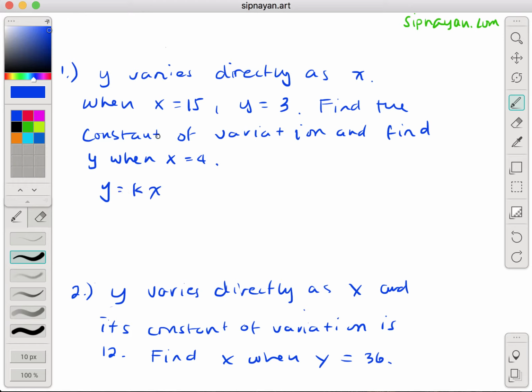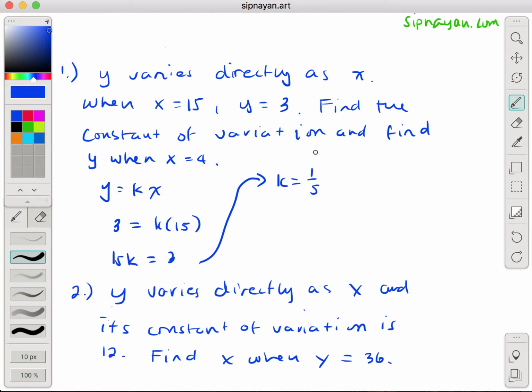And sabi niya, when x is equal to 15, y equals 3. So, substitute lang natin. Ang y natin ay 3, tapos ang x natin ay 15. So, k times 15. So, baliktarin natin para yung variable natin nasa kanan. So, we have 15k equals 3. Binaliktad ko lang. And therefore, k is equal to 1/5. So, yung constant of variation natin ay 1/5.